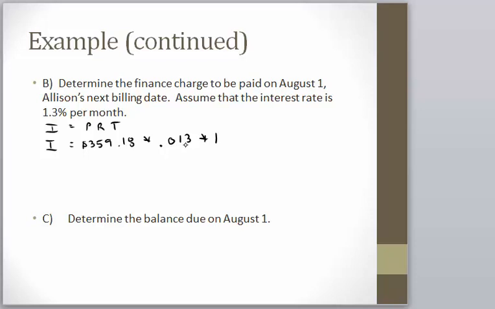Okay, again, if your interest rate is in terms of months, your time is in terms of months. So we're going to multiply this together, and that is going to give me $4.67 for my finance charge.